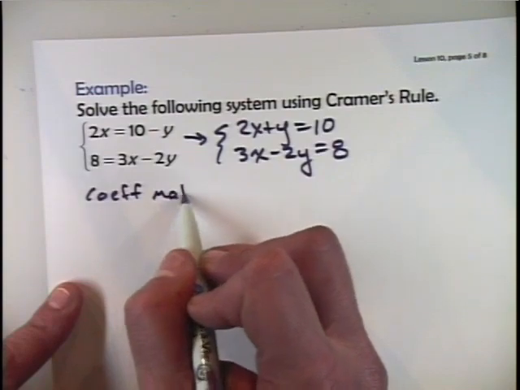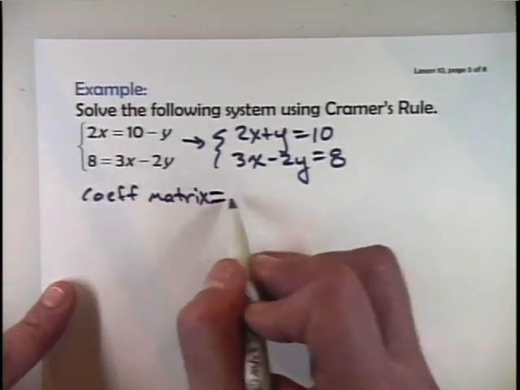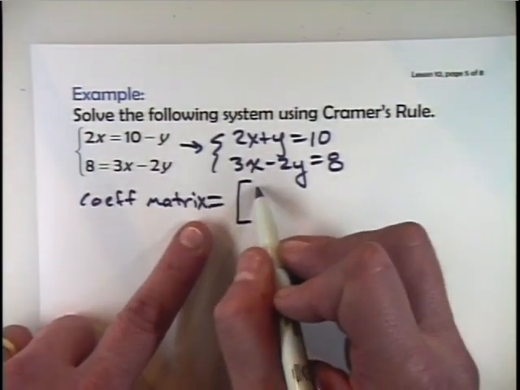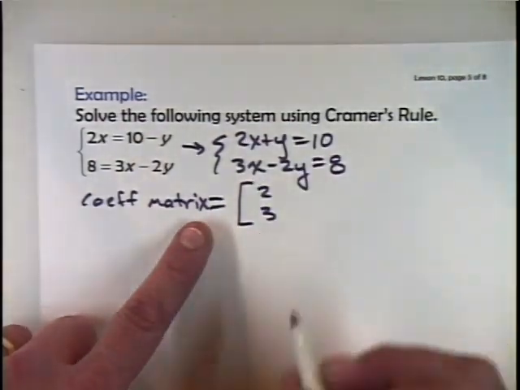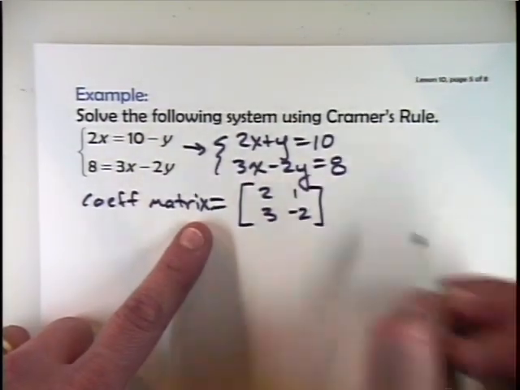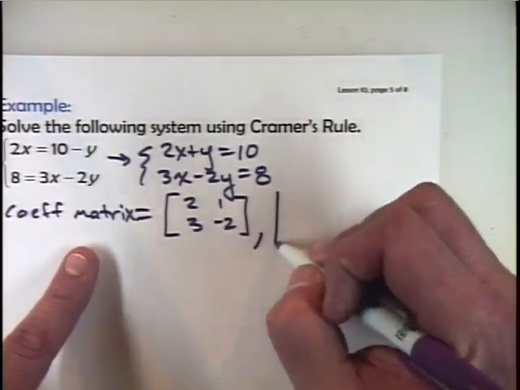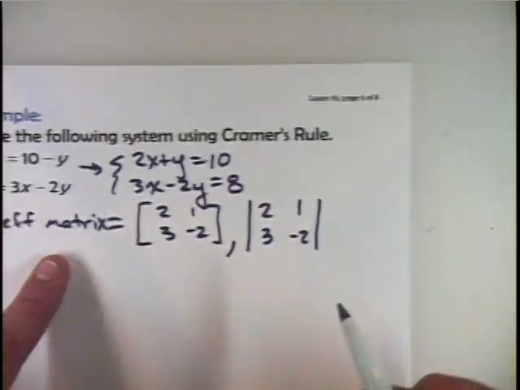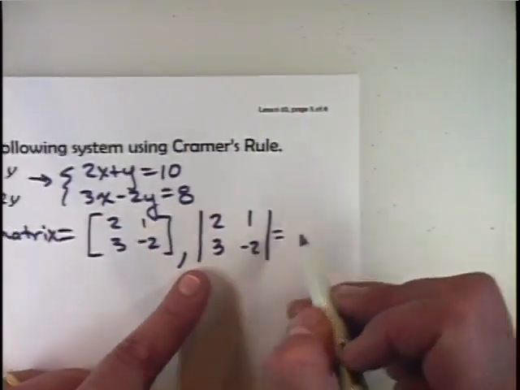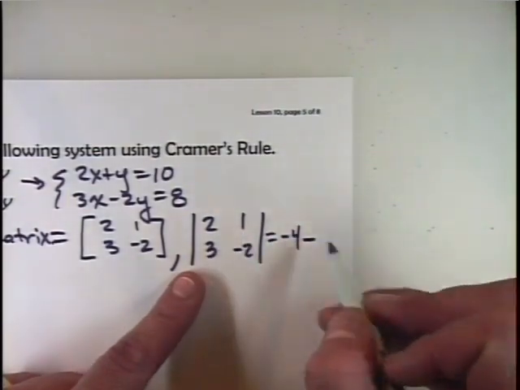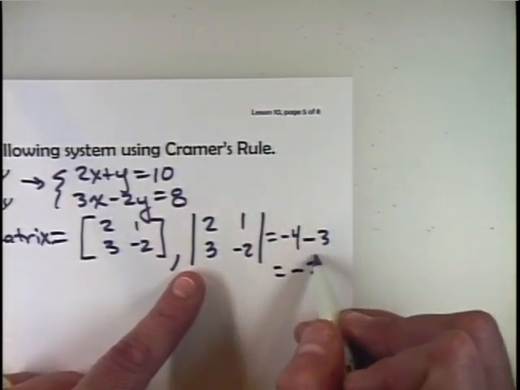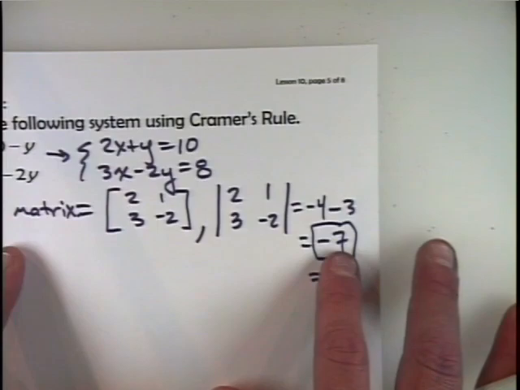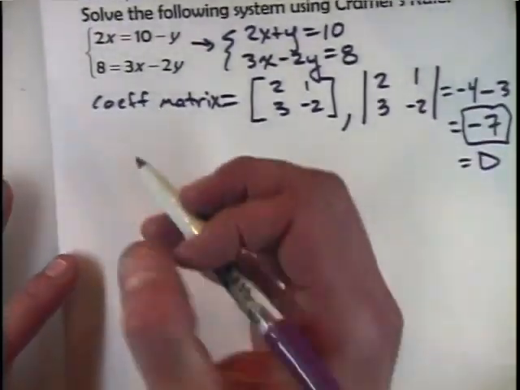So let's go ahead and create the coefficient matrix. I'm going to calculate that off to the side so I can refer to it instead of having to calculate it each time. It's going to be 2, 3, the coefficients of the x's in the first column, and then 1, negative 2. So there's the coefficient matrix. Now I'm going to calculate the determinant of that. So that's just a rewrite without the brackets, and it's a 2 by 2. So remember, it's 2 times negative 2, that's negative 4, minus 3 times 1, which is 3. So that's negative 7. And that's my D in the formula, the determinant of the coefficient matrix.